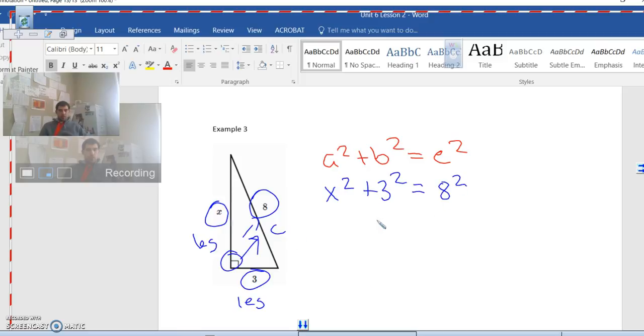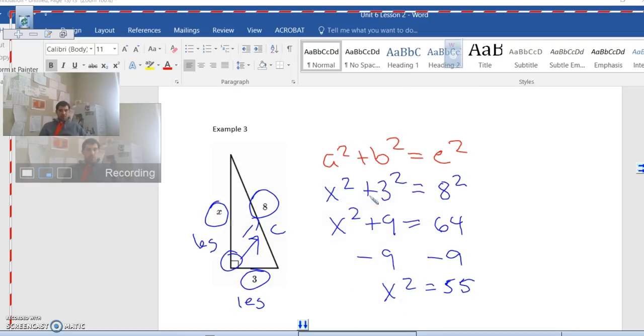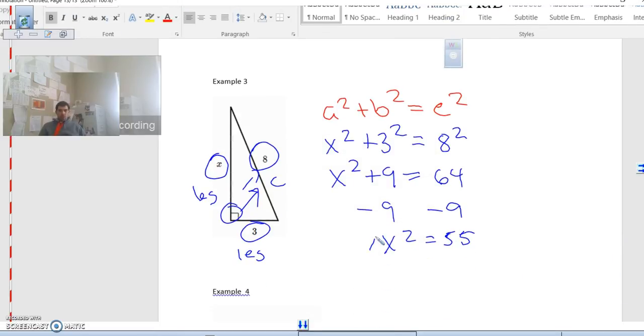So that's 8 squared. So we know that x squared plus 9, because 3 times 3 is 9, equals 64. We subtract 9 from both sides. So x squared equals 64 minus 9, which is 55. But I don't know what the square root of 55 is. So this is what we call radical form. The side length that we are missing is the square root of 55. This is called radical form, and that's one of our learning targets. So this is in radical form.